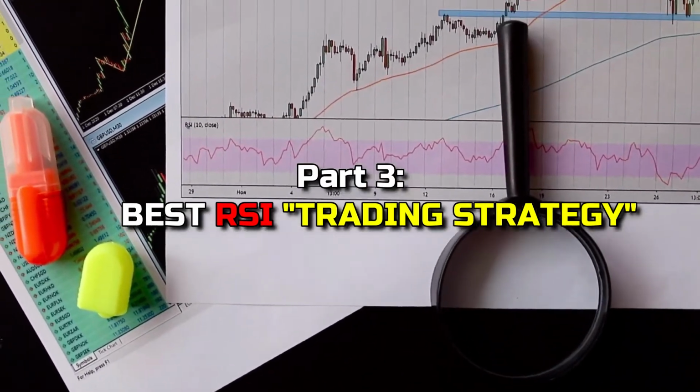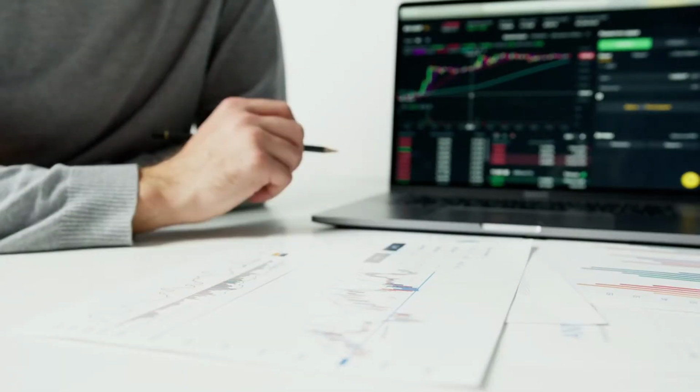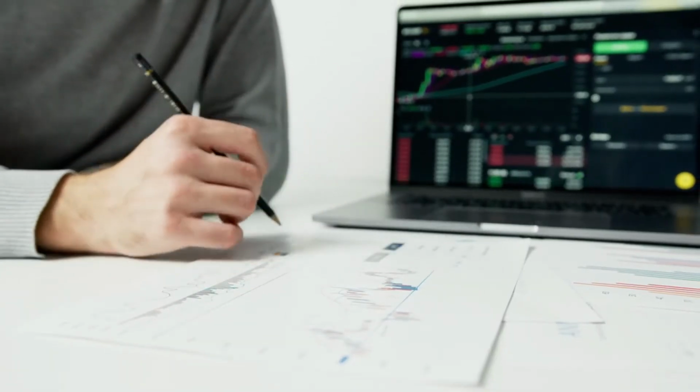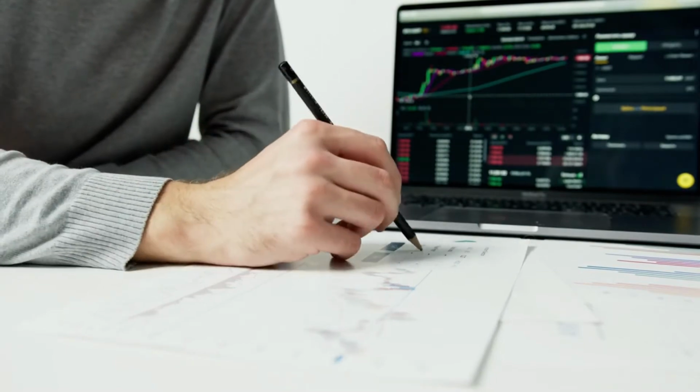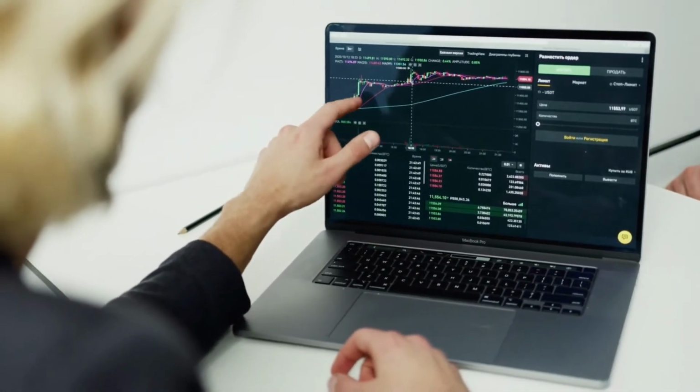So let me show you a better way to trade the RSI. J. Wallace Wilder further believed that divergence between RSI and price action is a very strong indication that a market turning point is imminent.